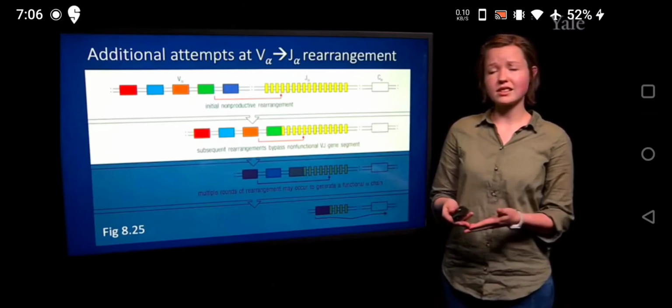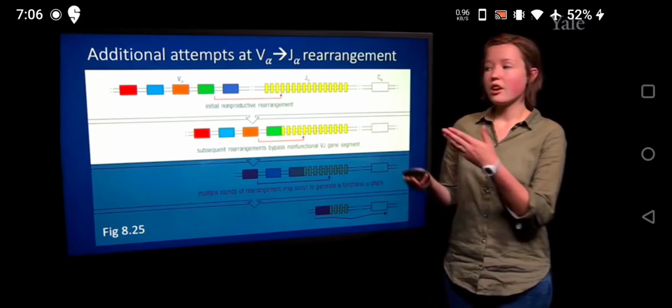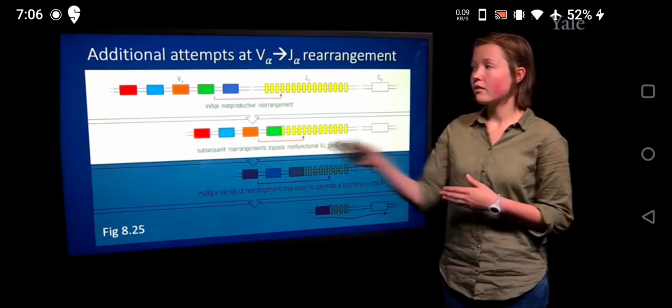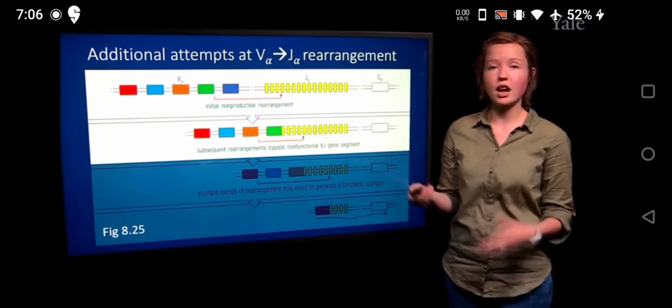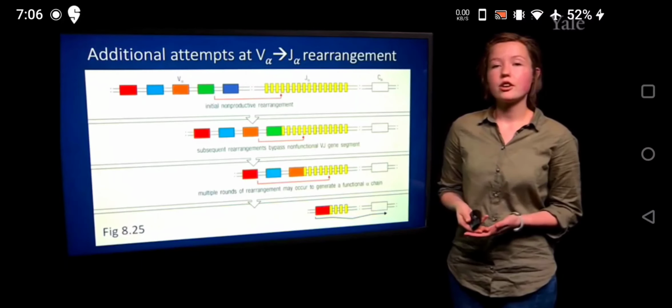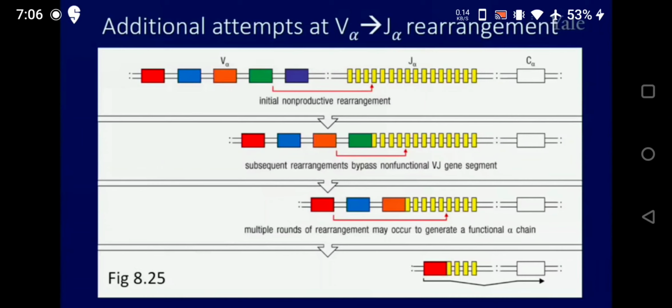And if this is unsuccessful, then as mentioned previously, if there are extra variable segments, this can undergo successive recombination until there are no more V segments available for recombination. So it will try and undergo successive rearrangement, hoping for a proper alpha chain rearrangement.